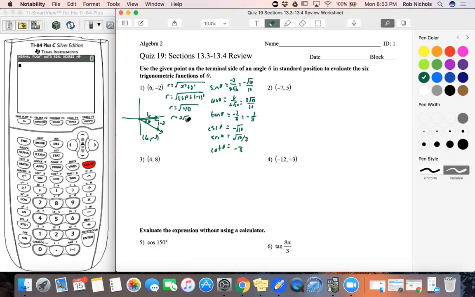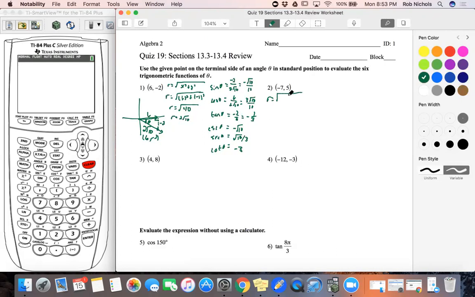All right, so basically that's what we're going to do in each process. Now you should draw the triangle. If you don't want to memorize the y over r, x over r, y over x formulas for sine, cosine, tangent, remember you can always draw the triangle. R was 2 root 10, and you can always use SOHCAHTOA, whatever way you want to do it. So for the rest of the problems, I'm just going to skip the picture and go straight to finding r.